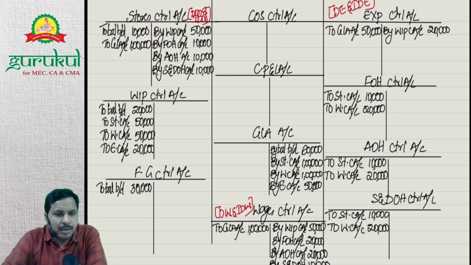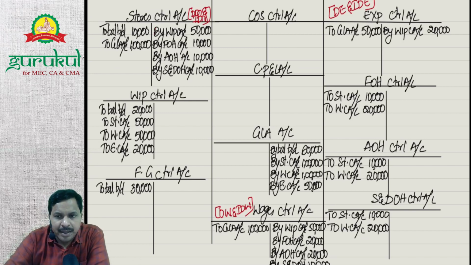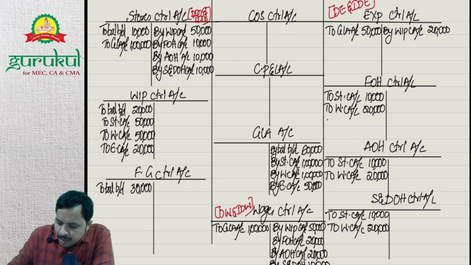I took some 20,000 rupees. Now, the next entry will be indirect expenses related to what? Factory. What is the entry? Factory overheads control account debit to expenses control account. Write that: indirect expense related to factory, and write the entry. Factory overheads control account debit to expenses control account.